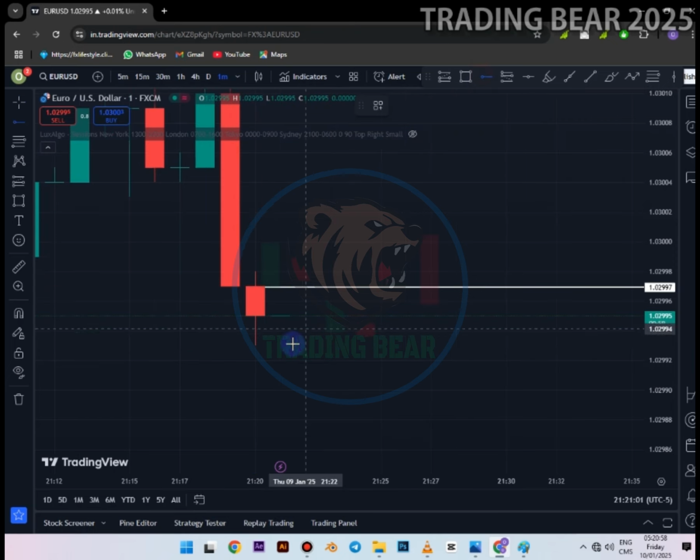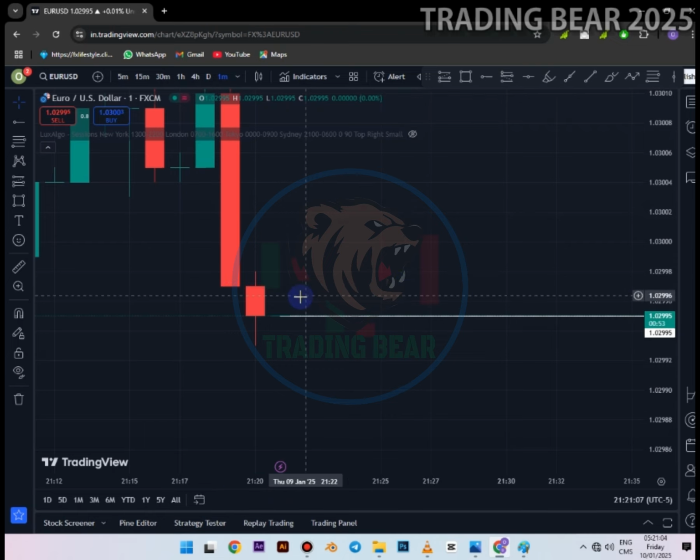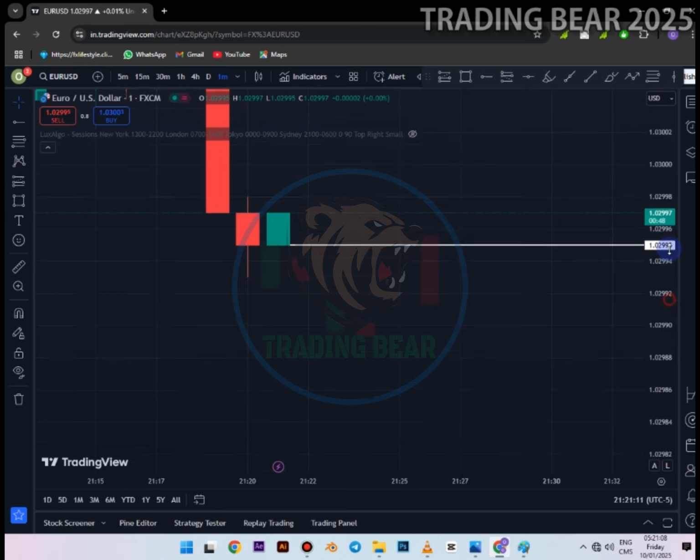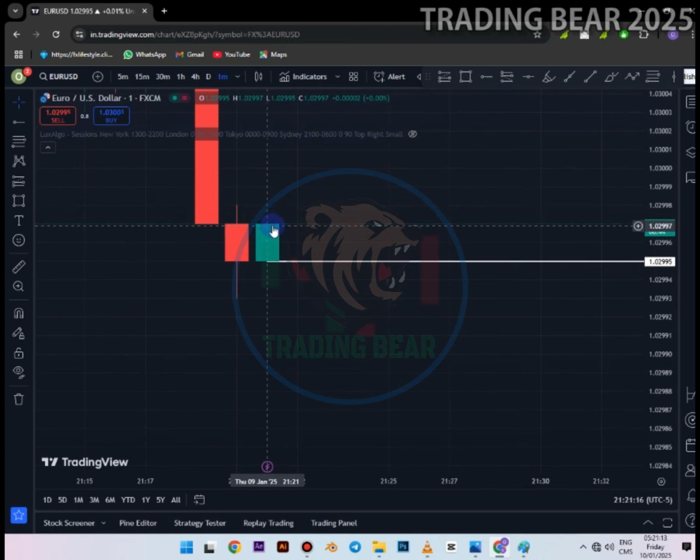Then we can say that okay, now this was our opening. Let's use this one. If it goes higher than this, it will be green. If it goes lower than this, it will be red. Let's see. So as I told you, now you see it went higher than this, so it's green. If it stops here and then goes back, it will leave a shadow, which it has done here.